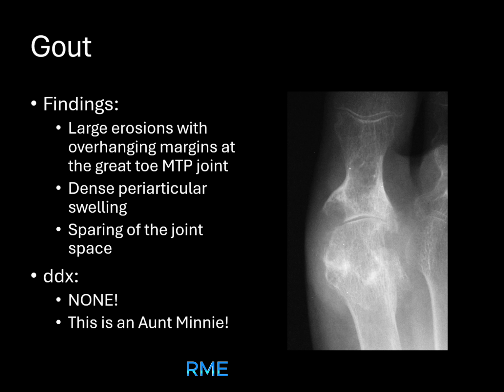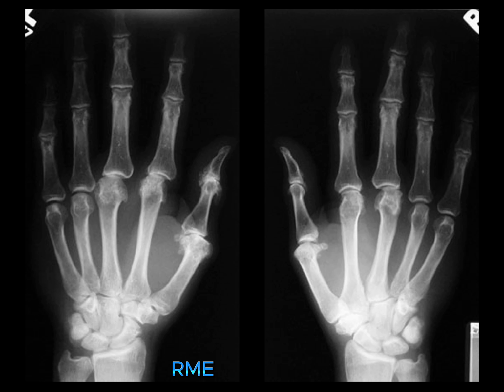It's an Aunt Minnie. To further evaluate, serum uric acid levels can be measured, and a joint fluid analysis can confirm the presence of urate crystals. Management involves anti-inflammatory medications, urate-lowering therapy, and lifestyle modifications to prevent flare-ups. What do you see in this image?